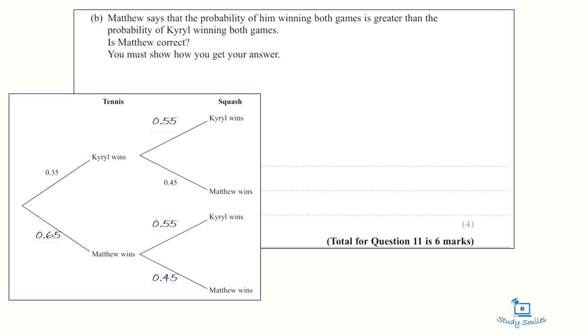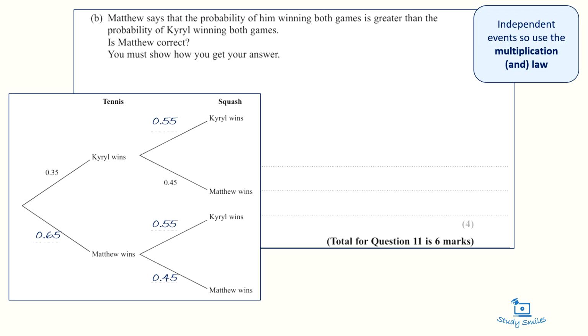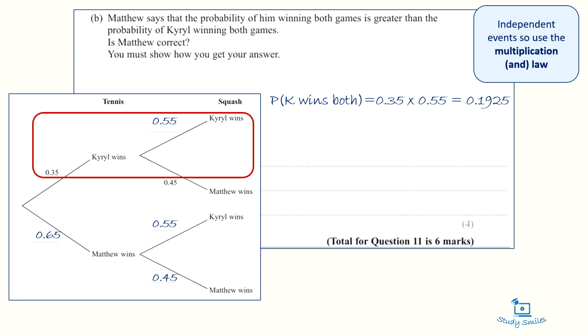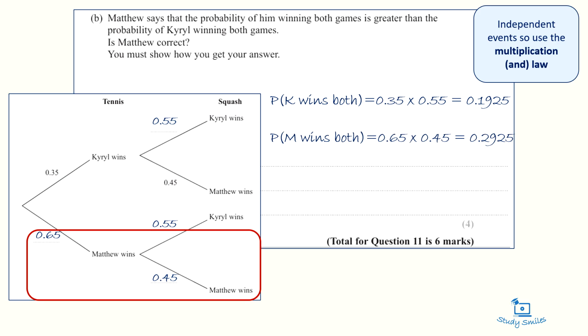The tennis and squash games are independent events, as the result of one does not affect the result of the other, so we need to use the multiplication law. The probability of Kyle winning both games is 0.35 multiplied by 0.55, which equals 0.1925. The probability of Matthew winning both games is 0.65 multiplied by 0.45, which is 0.2925.